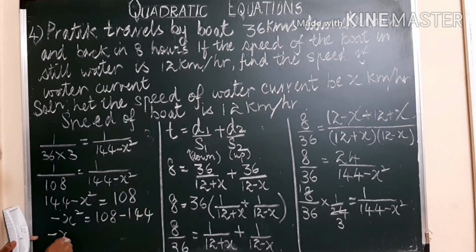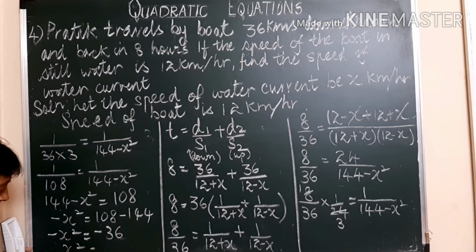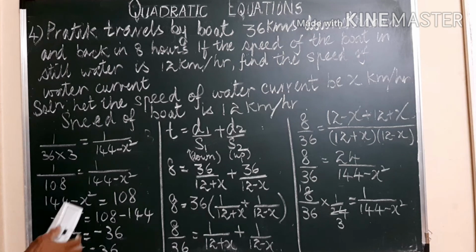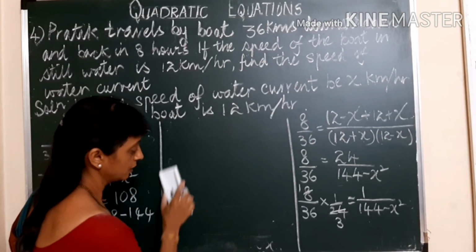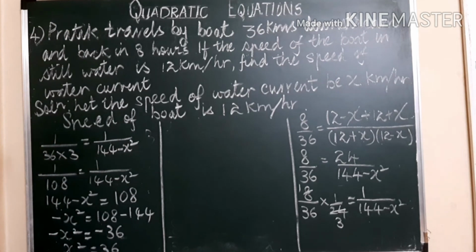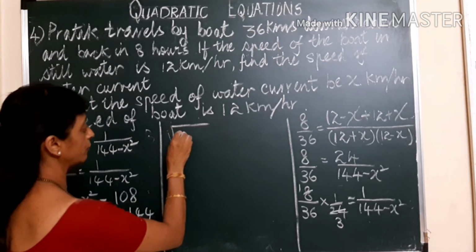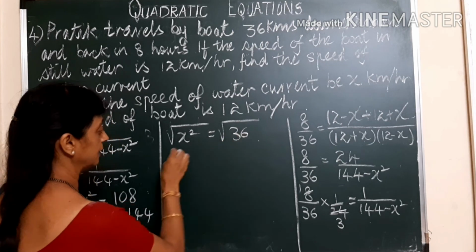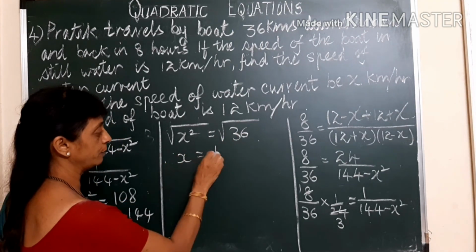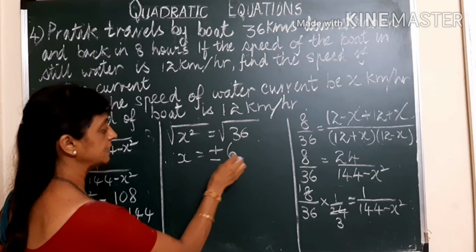So minus x squared will give you minus 36. Multiplying both the sides by minus 1, you can get rid of the negative sign. So you're left with x squared is equal to 36. Let's solve it over here. So taking the square root on both the sides, square root of x squared is equal to square root of 36. Therefore x will be equal to plus or minus 6.